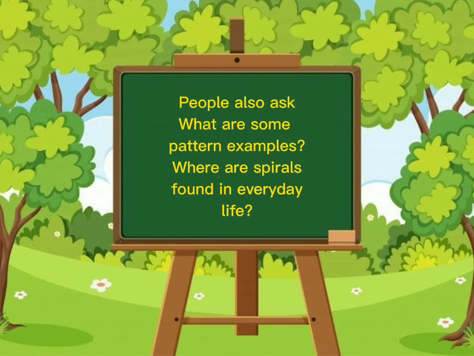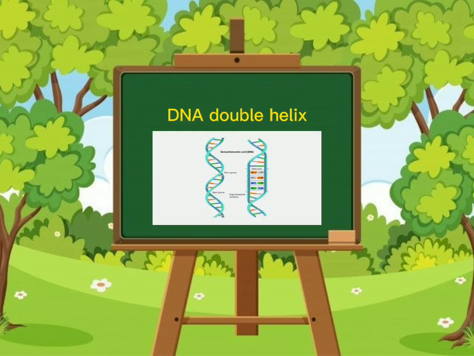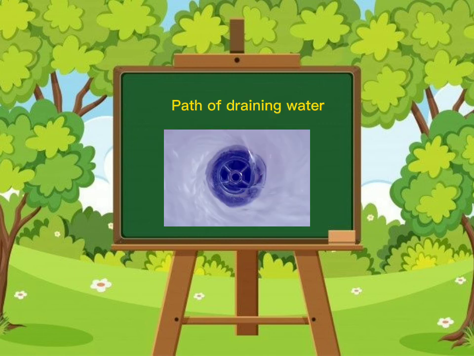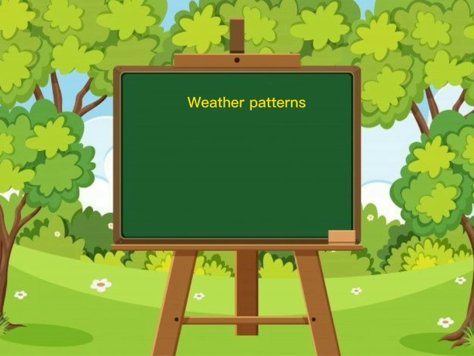People also asked what are some pattern examples. Where are spirals found in everyday life? In the natural world, we find spirals in the DNA double helix, sunflowers, the path of draining water, weather patterns including hurricanes, vine tendrils, and many more.